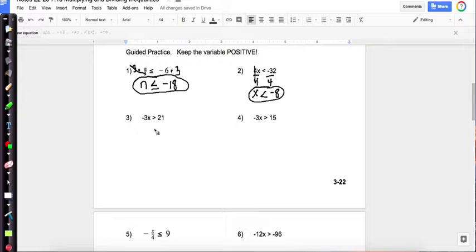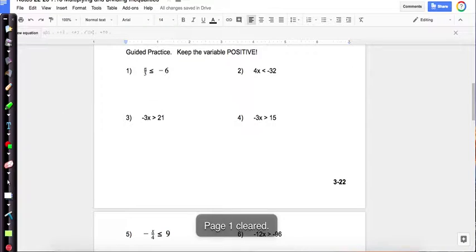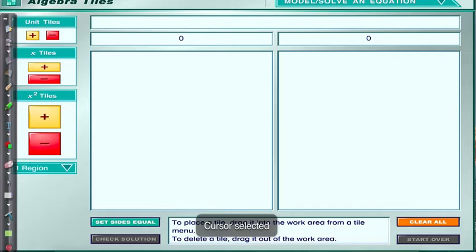Now, remember we said keep the variable positive. Well, now we have a negative variable. So I would like to show you, so I'm going to go back to an algebra tile screen here. And remember when we had this, okay? Our goal was to keep the variable positive. Okay, so let's use this example. We have negative x equals positive 2.